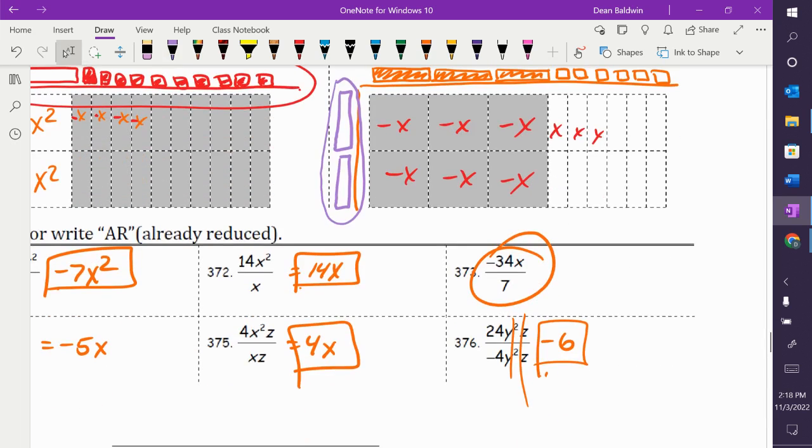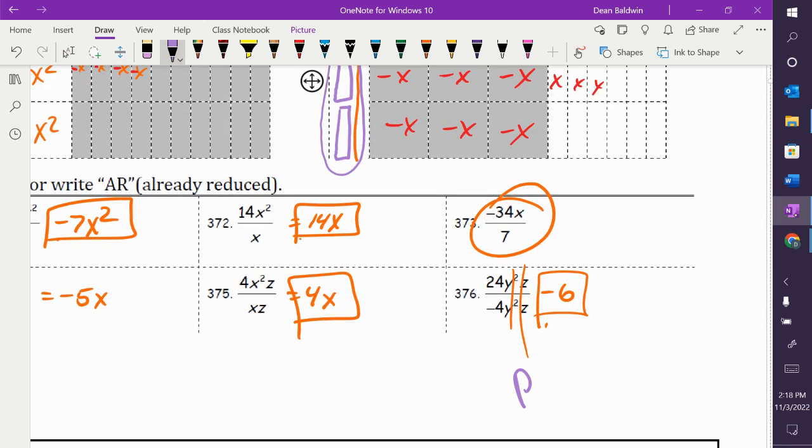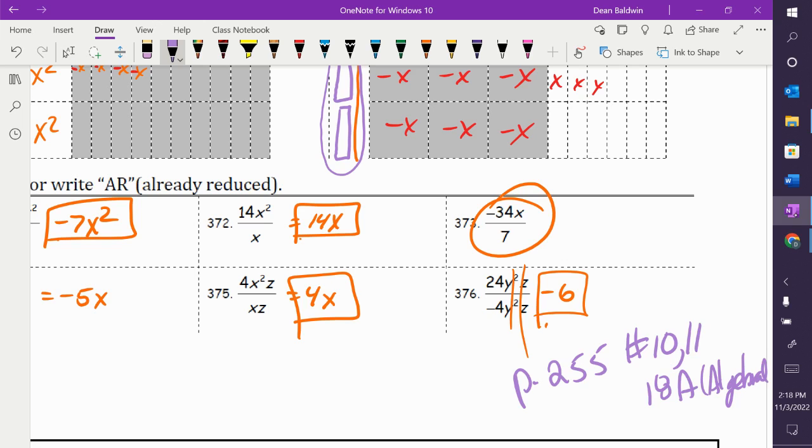All right. Here are your questions in the book. Not those ones. Ignore those. Page 255, numbers 10, 11, and 18a. Doing it with algebra tiles is 18a.